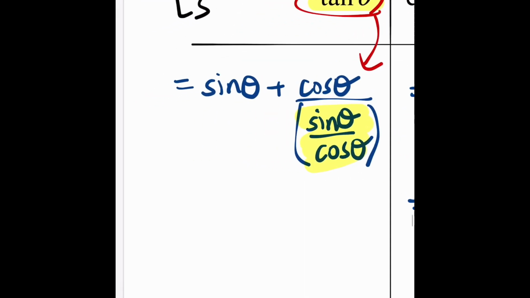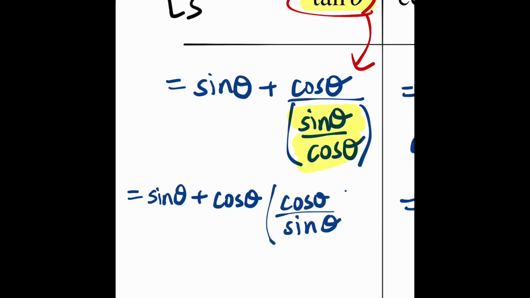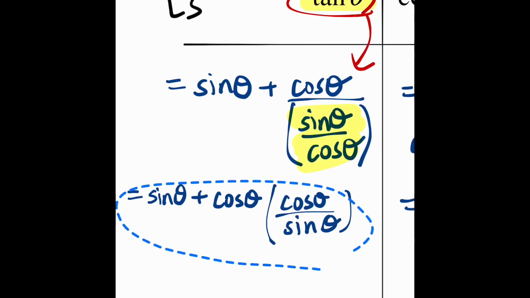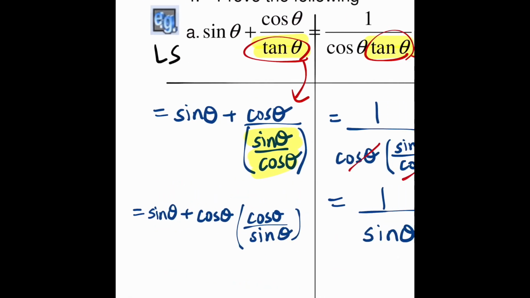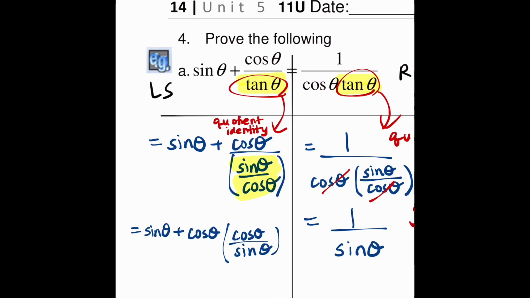So at this point, I know I don't want fraction over fraction. So I am going to change it so that I have sine theta plus cos theta. So I'm really multiplying by the reciprocal. So I'm going to switch those two so that I have the reciprocal. And so the step I am doing is the quotient identity for the first step, followed by, I need to multiply by the reciprocal.